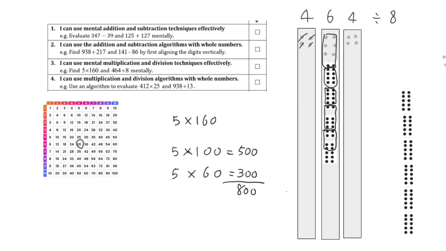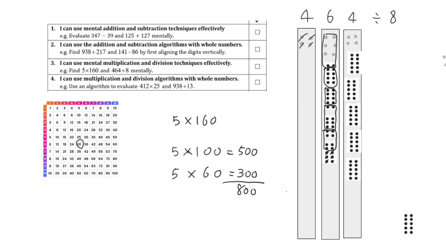Now we are going to do the same for this 6. So each dot is 10 ones. So this is 1 ten, 2 tens, 3 tens. So there are 6 tens. So we are going to convert them into ones. So 1, 2, 3, 4, 5, 6. Okay. And similarly, we want to group them into 8.